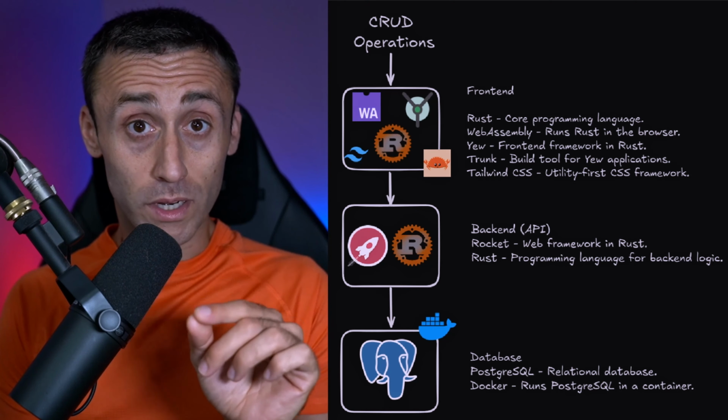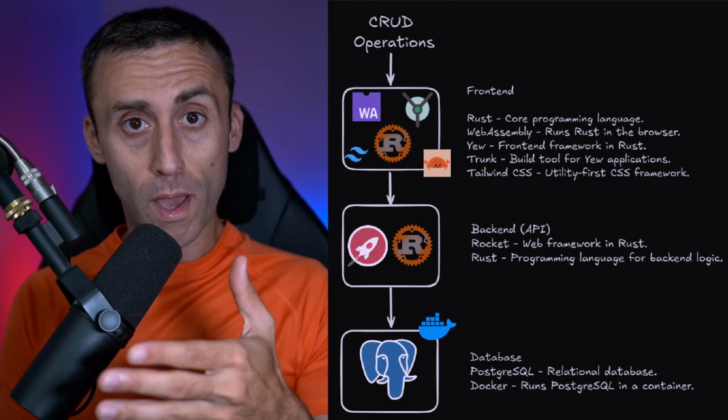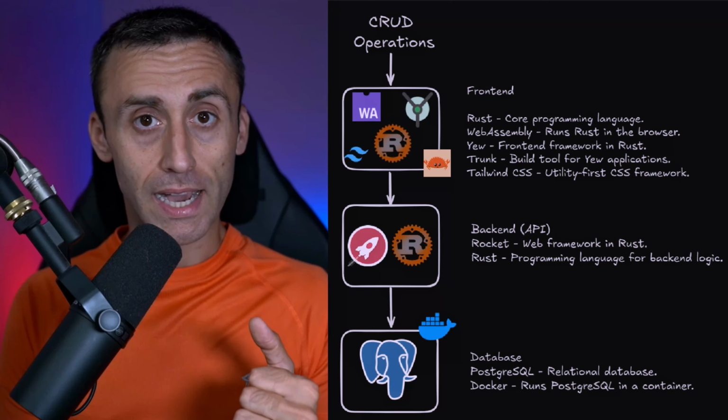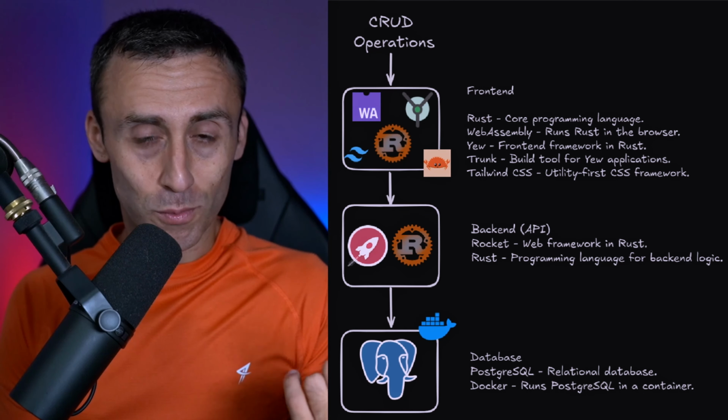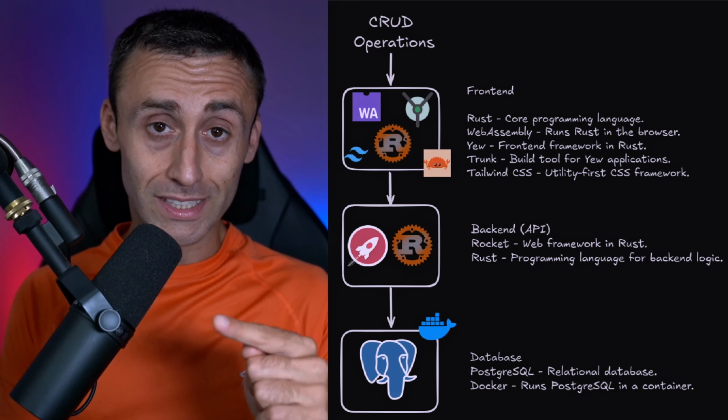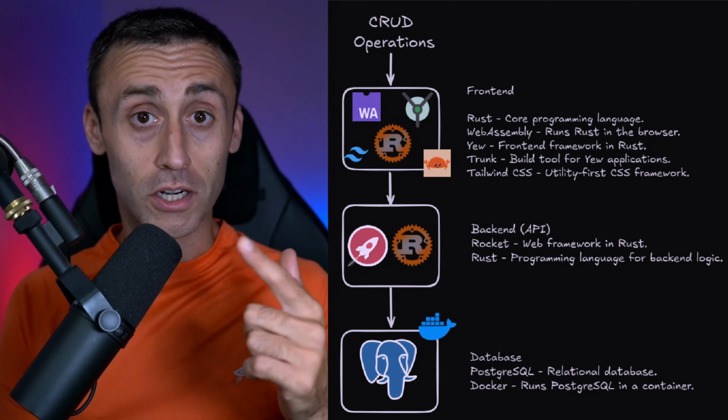On the backend, we will use Rocket, which is a web framework for the backend in Rust. We'll use CRUD REST APIs, of course. Rust as a core programming language, of course. For the database, we will use Postgres, of course, running in a Docker container.